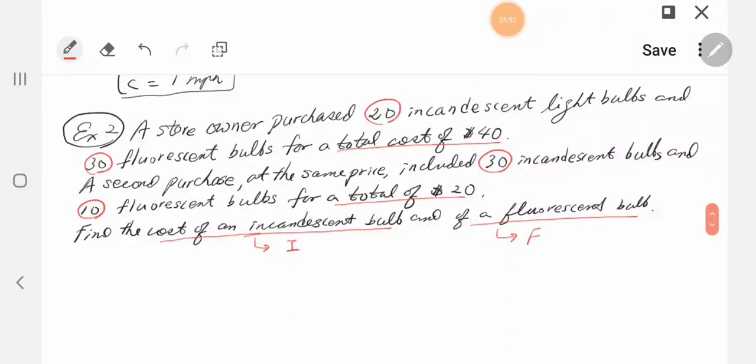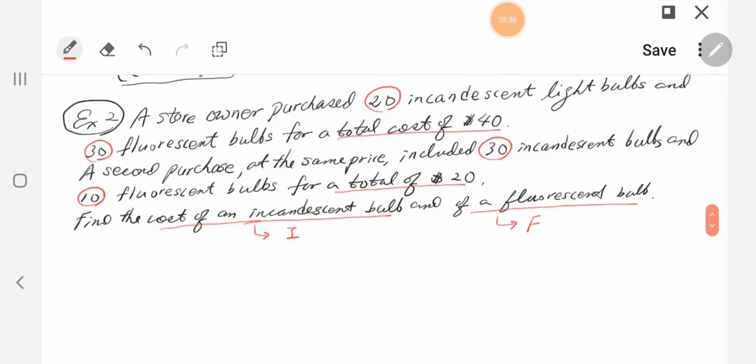All right, so the total cost. From the purchases, we can write two equations. The first equation comes from the first purchase, and the second equation comes from the second purchase. So from the first purchase, what is the total cost?